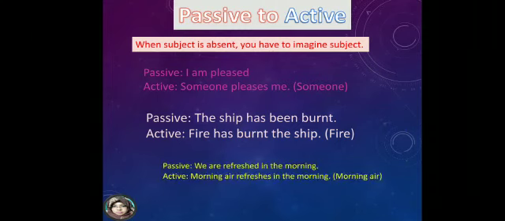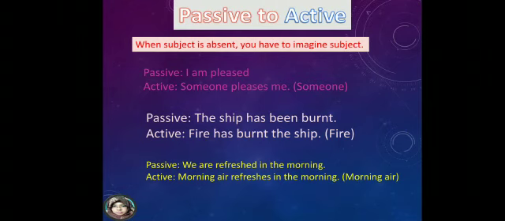Last example. We are refreshed in the morning. Normally we refresh by water or air, and in the morning we can refresh by morning air. So the imagined subject is morning air and the active form is morning air refreshes us in the morning.